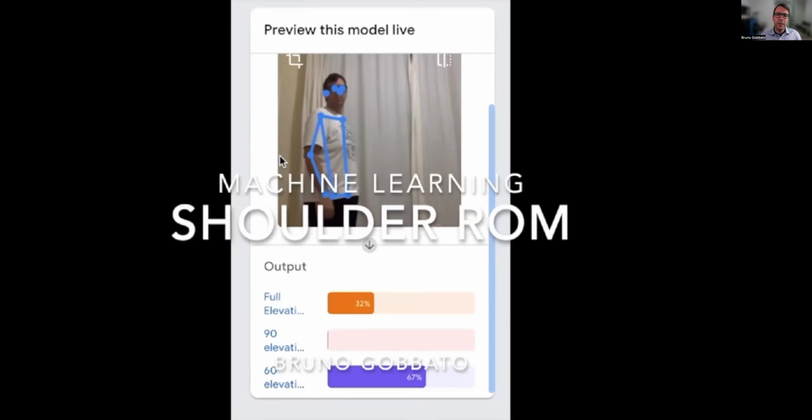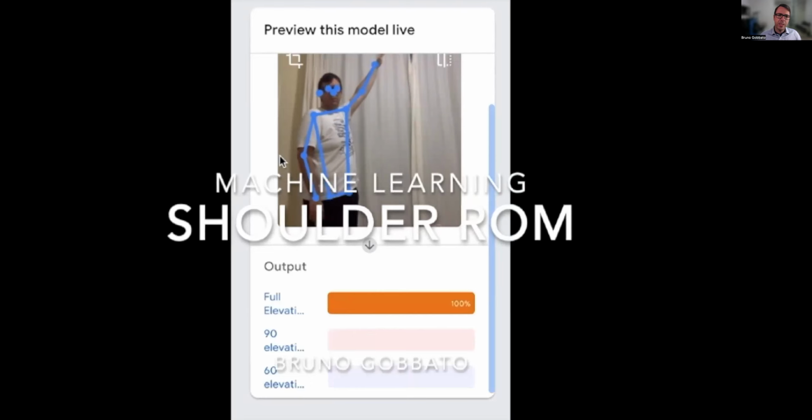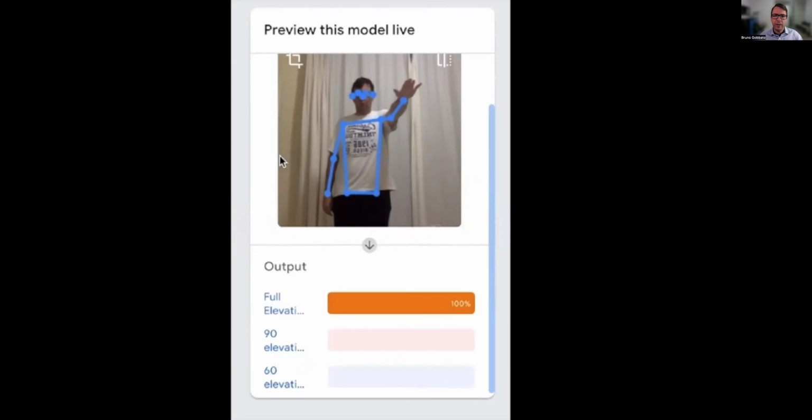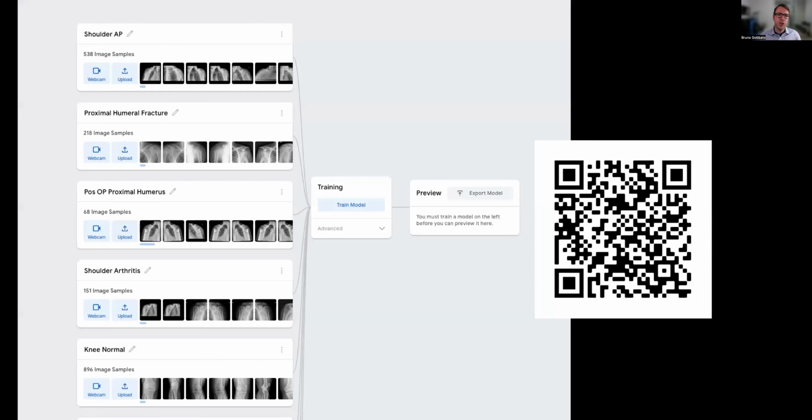We can teach the model to understand movement. This is me teaching a machine learning how to understand how my arm is, if it's fully elevated, 90-degree elevated, 6 degrees. This is another way to teach a machine learning.